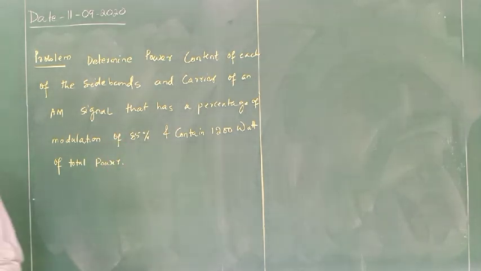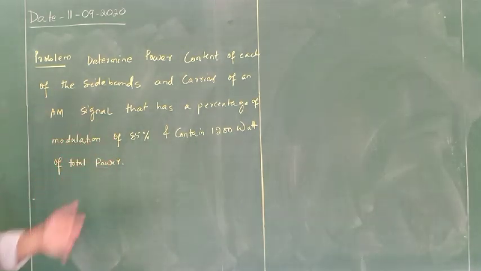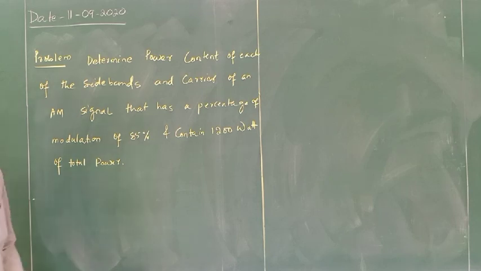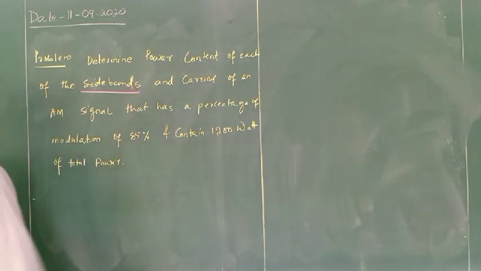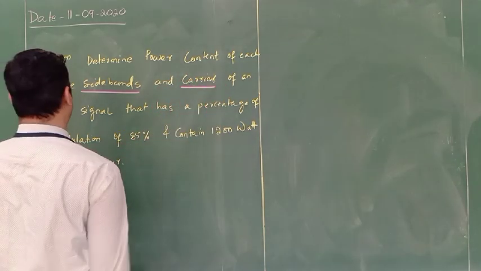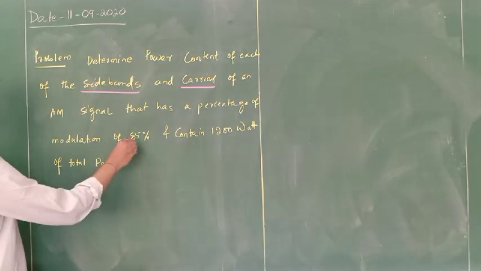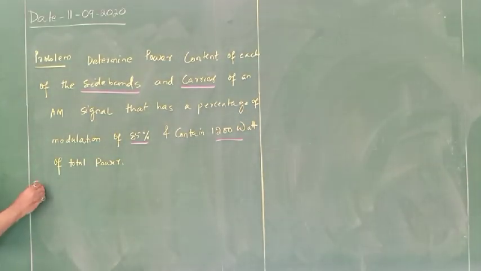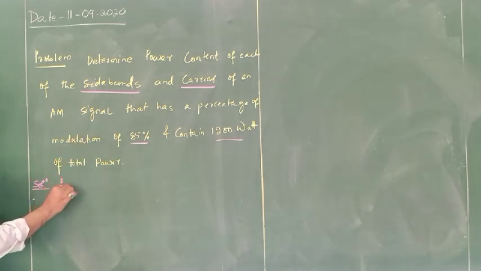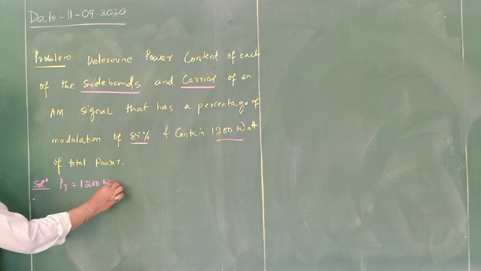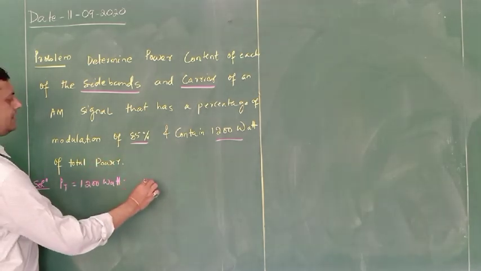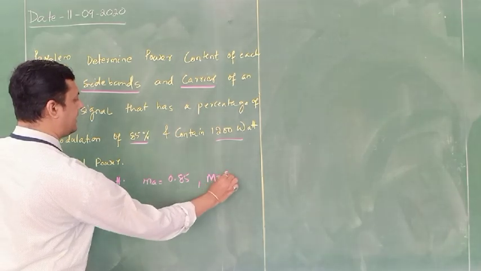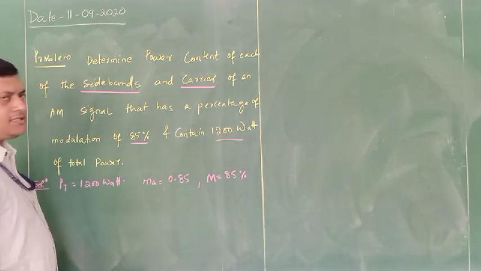Done. So according to this question, sorry for the interruption. Here we need to calculate the power content in each sideband, that means PLSB and PUSB, as well as the power content in the carrier of an AM modulated signal if the modulation index is 85 and the transmitted power is 1200 watts. It is a simple one. What are the given data? Transmitted power is 1200 watt. Modulation index is 0.85, directly I am writing because modulation percentage of 85% is given.